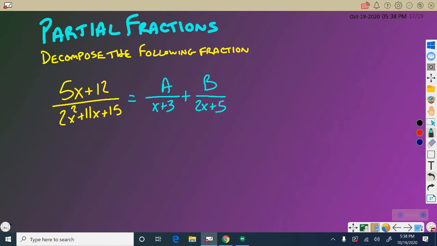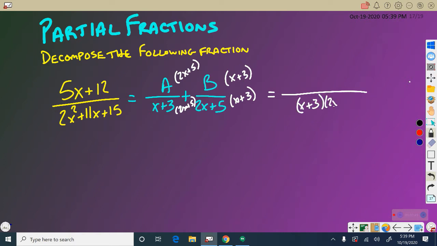There should be your factored answer. Okay? It all still works the exact same after that. So we're going to multiply each of these by the other denominator. So this one with x plus 3 on top and bottom, this one with 2x plus 5 on top and bottom. Okay? Never do anything with your denominator. Let's just leave it as x plus 3 and 2x plus 5.